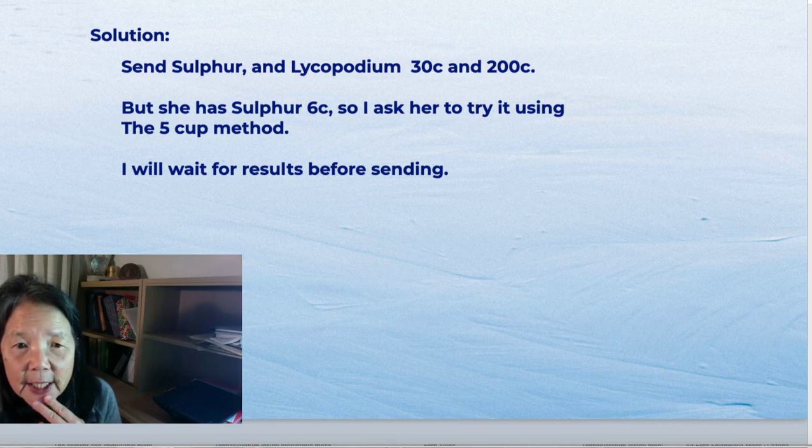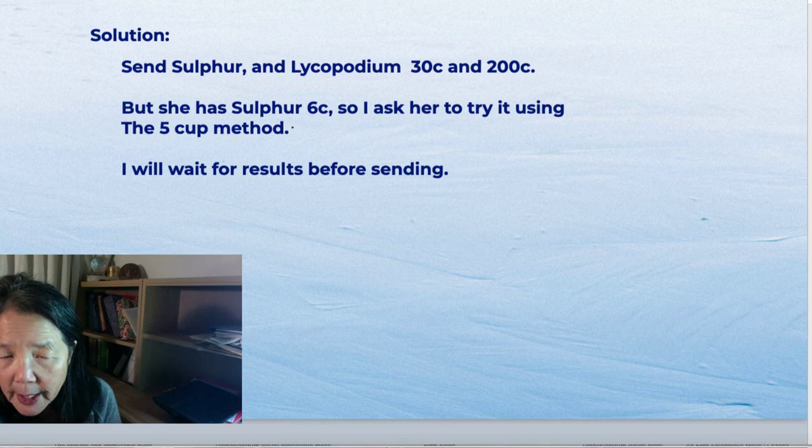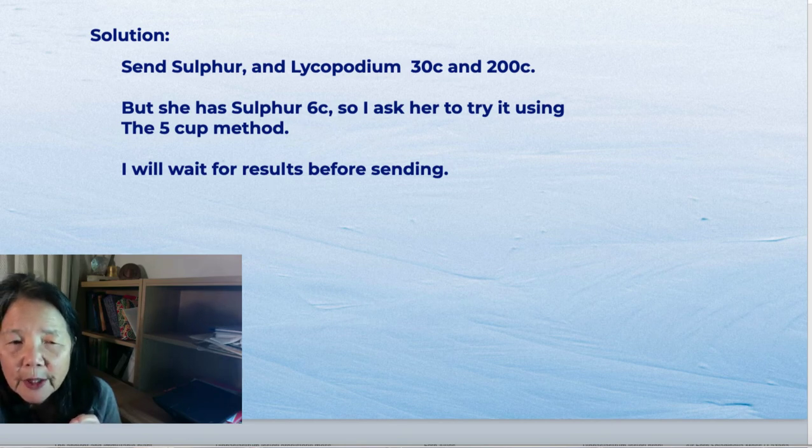So she has a 6C. I'm asking her to use it with the 5-cup method. I don't want her to aggravate because that will discourage her. And she has aggravated on 6C before, so I'm very careful. I'll wait for the results of the 6C before I send a remedy. She's not dying of anything, so it's all right if it takes 10 days for that remedy to get to the United States.